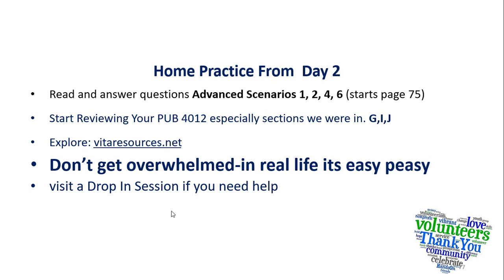At home, you're going to review. These are advanced scenarios that you don't have to do a tax return for, but review advanced scenarios 1, 2, 4, and 6. And they start on page 75, and you just read it and answer the questions. And everything that has to do with those questions we've talked about today. And you can use your publication 4012, sections G, I, and J. Don't get overwhelmed. In real life, this is easy peasy. You'll do just fine. If you need assistance, email me or jump on my Zoom session.